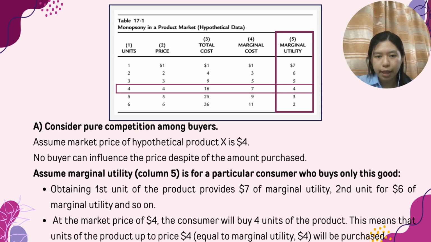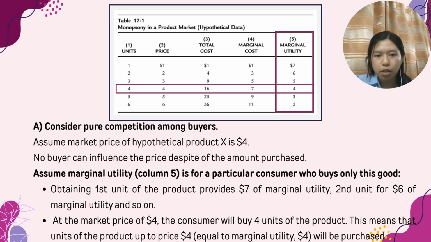Moving on to the next slide, we can see that for part A, we are going to discuss pure competition among buyers. In this situation, we assume that the market price of the product is $4 and no buyers can influence the price regardless of the amounts purchased. We assume that MU in column 5 is the marginal utility for a particular consumer who buys only this good. Buying the first unit of product will give the consumer $7 of marginal utility. The second unit will give the consumer $6 of marginal utility, and so on.